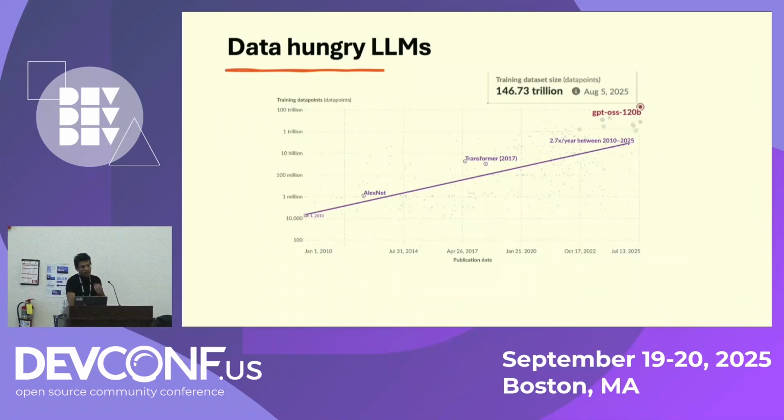LLMs are the most data-hungry creatures. When GPT-1 was released in 2018, which started this AI race, it was trained on a couple of billion tokens, whereas the most recently released model, GPT OSS 120 billion model, uses 146 trillion tokens. So it's like a multi-fold jump from 2018. And they need more and more data because that's where the quality of the large language model is being decided.